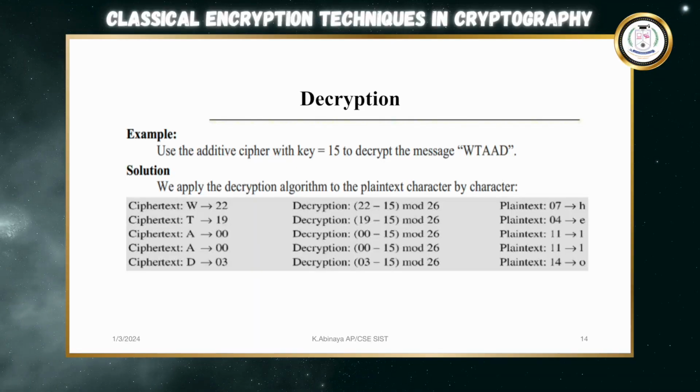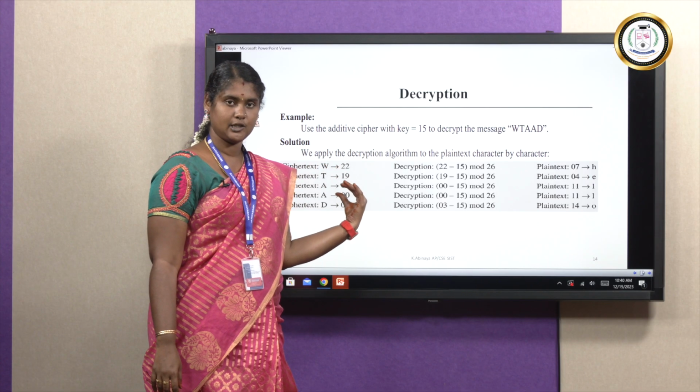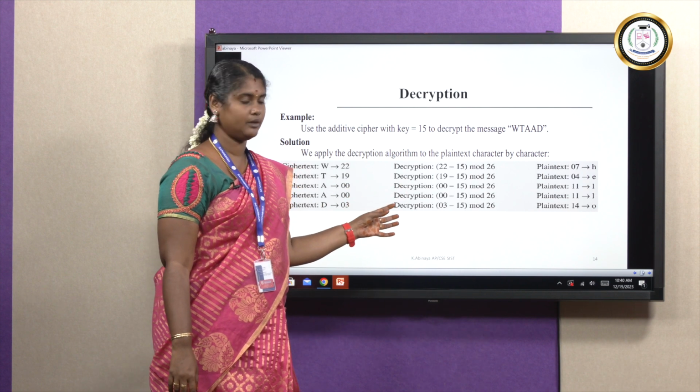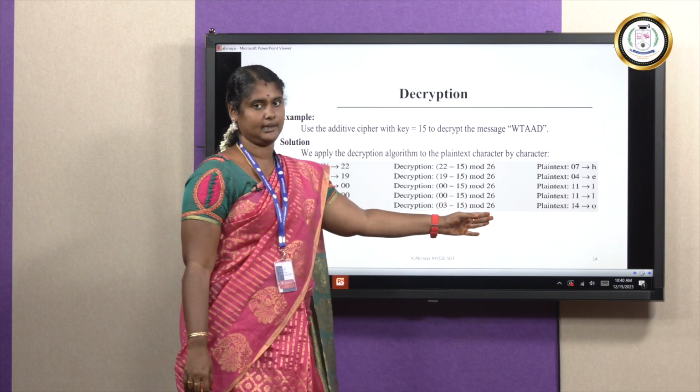The next one, this is decryption. Again here we need to do a subtraction, because in encryption we are doing addition. So the opposite of addition is subtraction. So in the decryption we need to do the subtraction and we will retrieve the data.